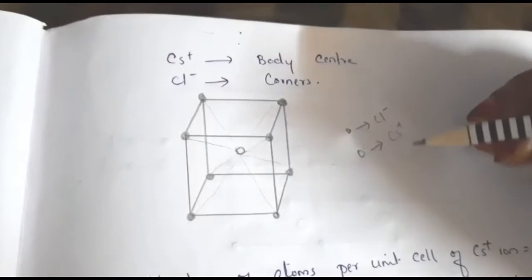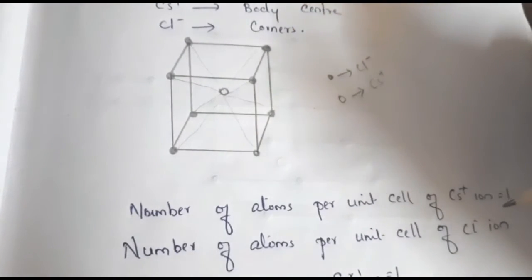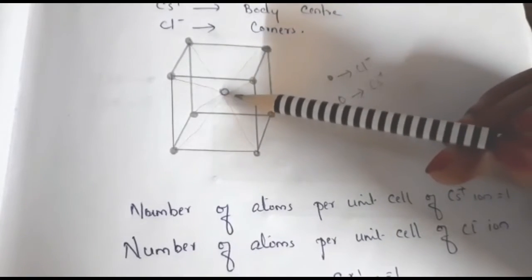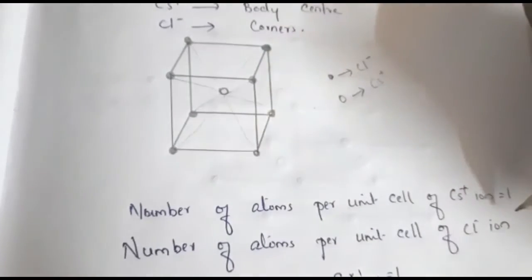Now we will determine the number of atoms per unit cell of Cs+ ion. So with respect to chloride ion, what is the number of atoms per unit cell of cesium ion? So we know cesium ion is in the center of the cube. So only one cesium ion is there in one unit cell. So the total number is 1.